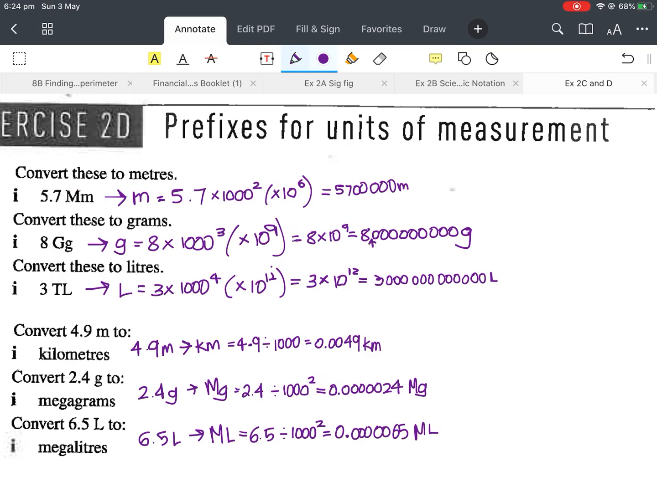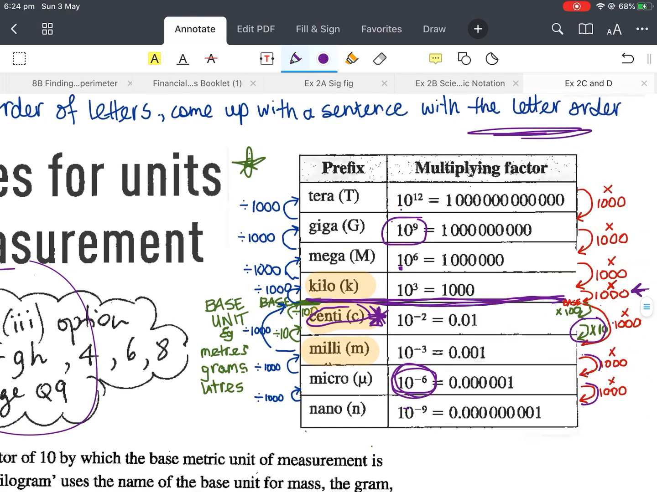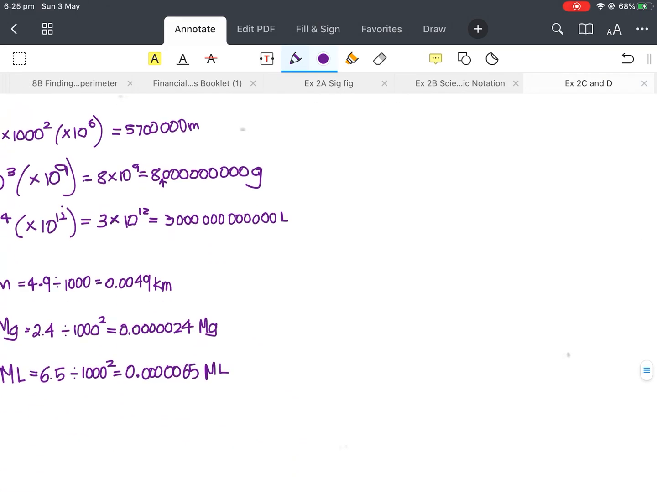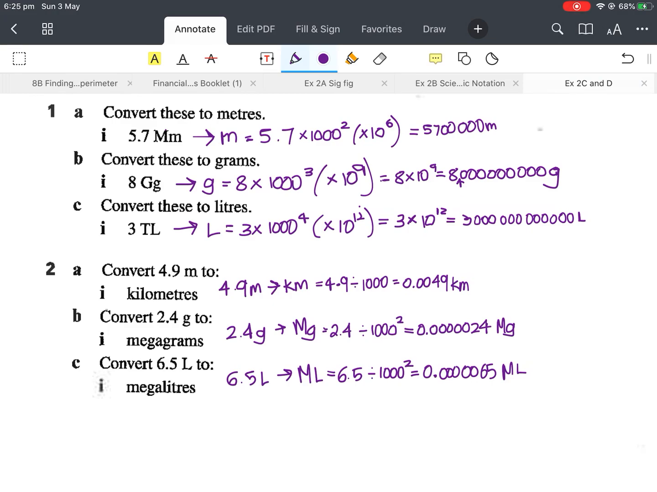Converting 4.9 metres to kilometres. So we're going to start at metres and we're going to move to kilometres. So if I go to the table, I'm starting at metres, the purple baseline, and I'm going up to kilometres. So I'm dividing by 1,000. All right, so I'm going 4.9 divided by 1,000 and I get 0.0049.